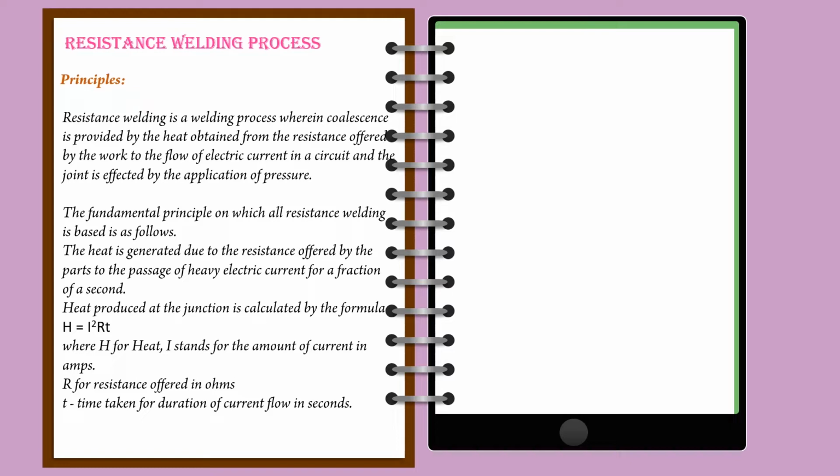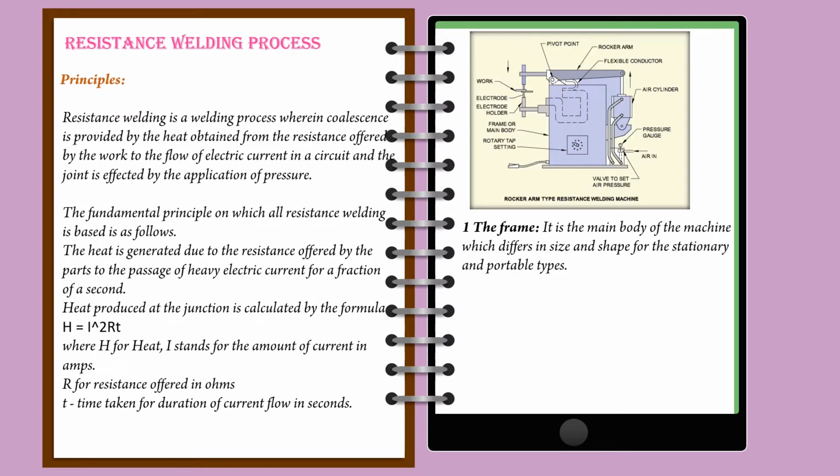the application of pressure. The fundamental principle on which all resistance welding is based is as follows. The heat is generated due to the resistance offered by the parts to the passage of heavy electric current for a fraction of a second. Heat produced at the junction is calculated by the formula H equals I squared R T, where H stands for heat, I stands for the amount of current in amperes, R for resistance offered in ohms, T for time taken, the duration of current flow in seconds.